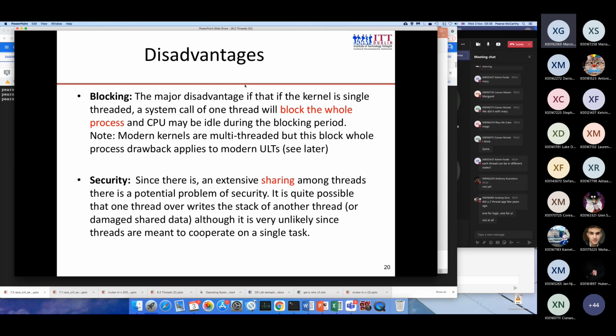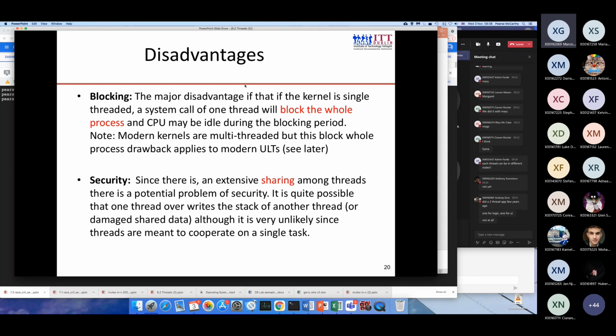So we'll just read this. You mightn't fully get it until we do user level threads, but we'll try to explain it. The major disadvantage is that if a kernel is single threaded, no modern kernel is single threaded, right? Okay, so this was a major disadvantage years and years ago. But if it was single threaded, the system call of one thread would block the whole process, right?